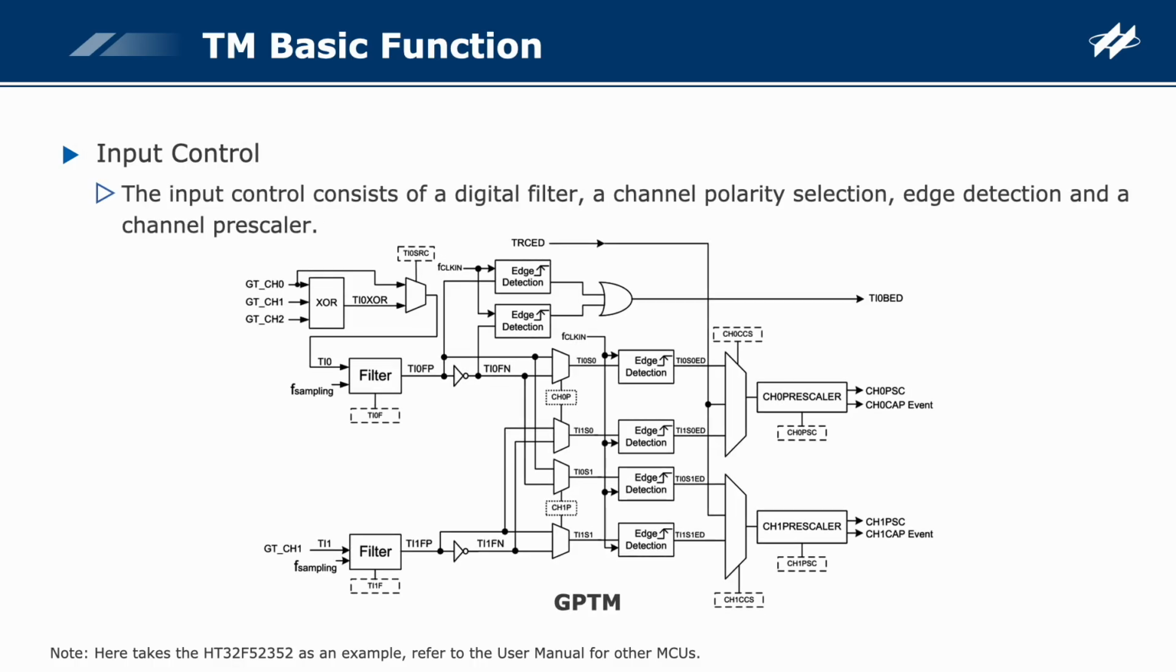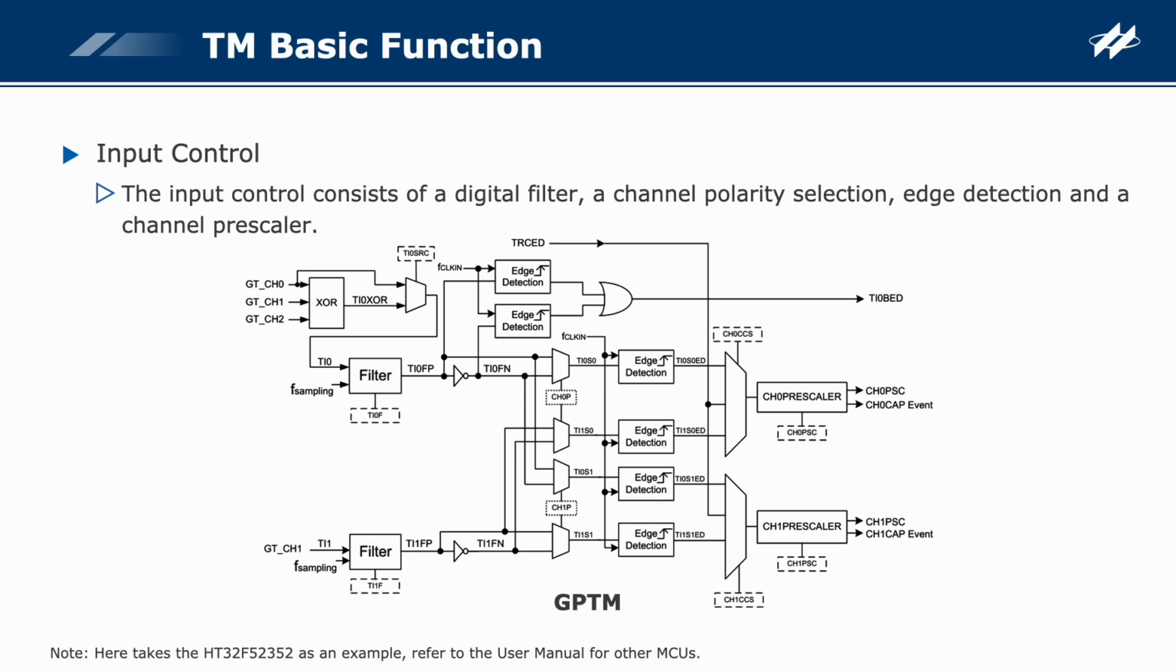We will take the GPTM timer as an example to introduce the input control. The input control consists of a digital filter, a channel polarity selection, edge detection circuits, and a channel prescaler. The GPTM timer has 4 independent channels. Here, we will only introduce channel 0 and channel 1. Channel 2 and channel 3 are similar and will not be introduced.